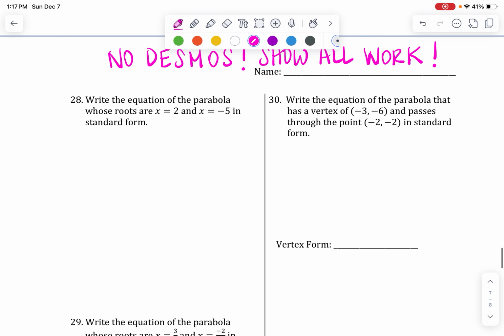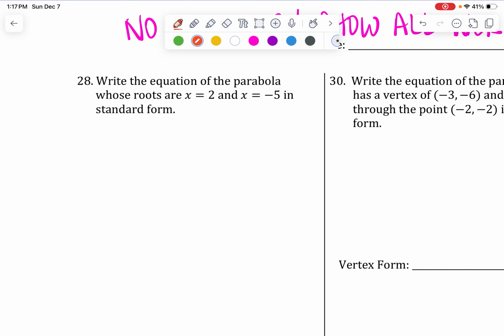All right, here we go. Writing equations given different information. So it says, write the equation of the parabola whose roots, all right, remember roots are solutions or x-intercepts, are x equals 2 and x equals -5.